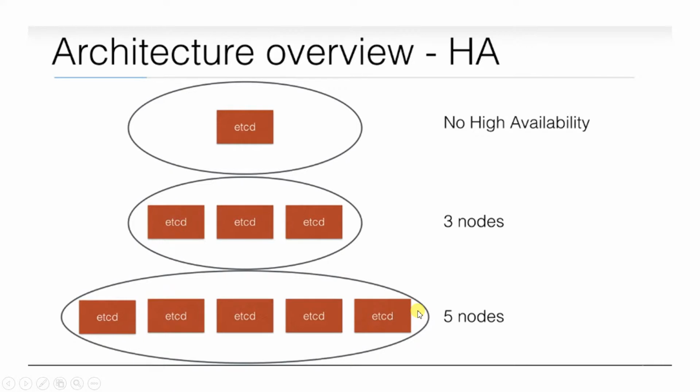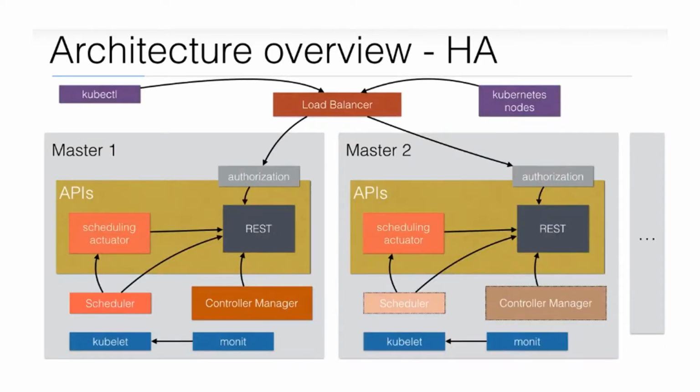So let's see the architecture overview. Normally we don't have only one etcd, so that is not a correct method. We should have a minimum of 3 or 5 etcd nodes. For example, in this architecture overview, when your kubectl API is called, it goes through the load balancer. The load balancer will send the request to master one or master two. So this is how the flow will work.